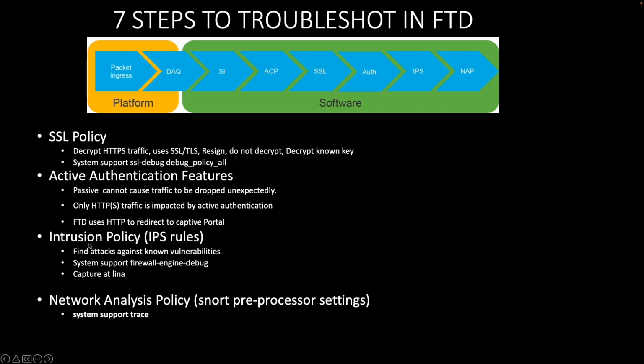For the intrusion policy, we'll go through that in the real world, really hands-on, right? It's used to find attacks against known vulnerabilities. I already said that. The ways we use to troubleshoot the IPS are system support firewall engine debug and capture at Lina. I will show it to you guys. The network analysis policy is part of the preprocessing, and it's based on security intelligence, prefilter, and so on, but it's the last step to check, and we can do that with the system support trace. I will talk more about that when we start to configure it.